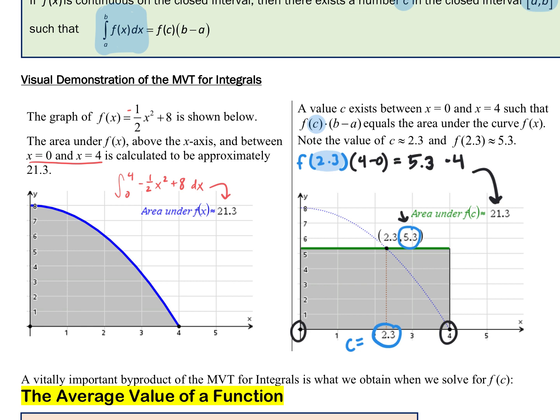I think it might be a little bit off. It might be like 21.2 or something like that, but it's approximately the same thing, right?